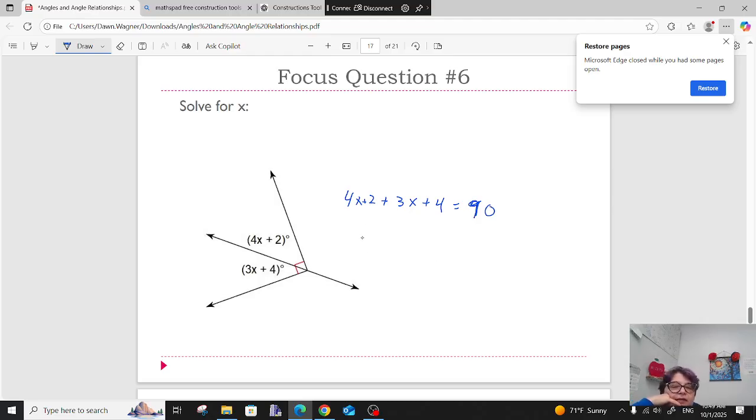So we combine our like terms, right? What's 4x plus 3x? 7x. 2 plus 4? 6 equals 90. We're going to subtract 6. 7x is equal to 84. Divide by 7. What does x equal? 12.